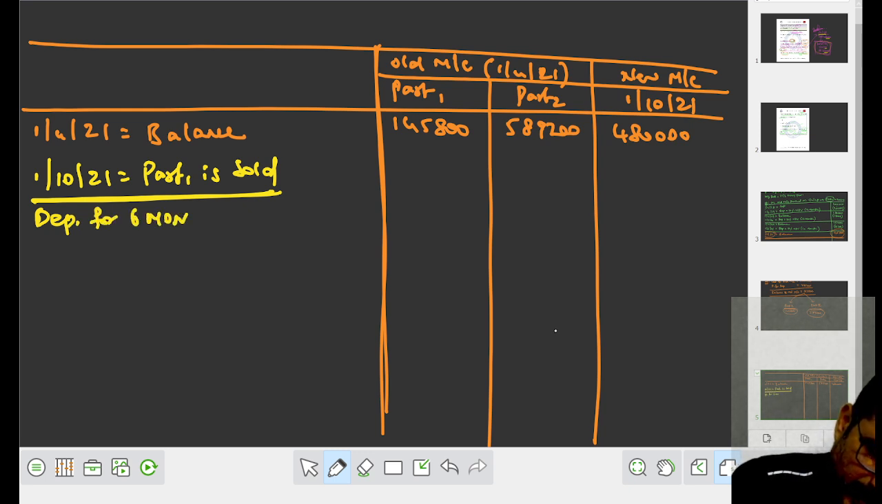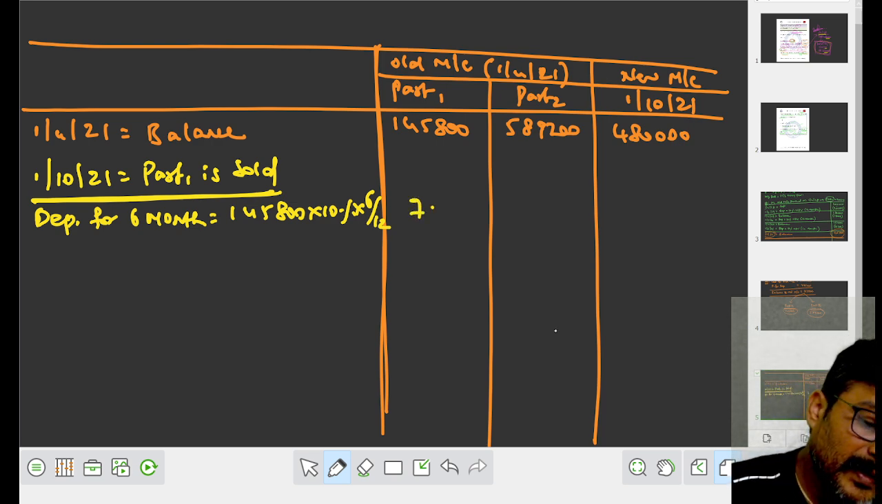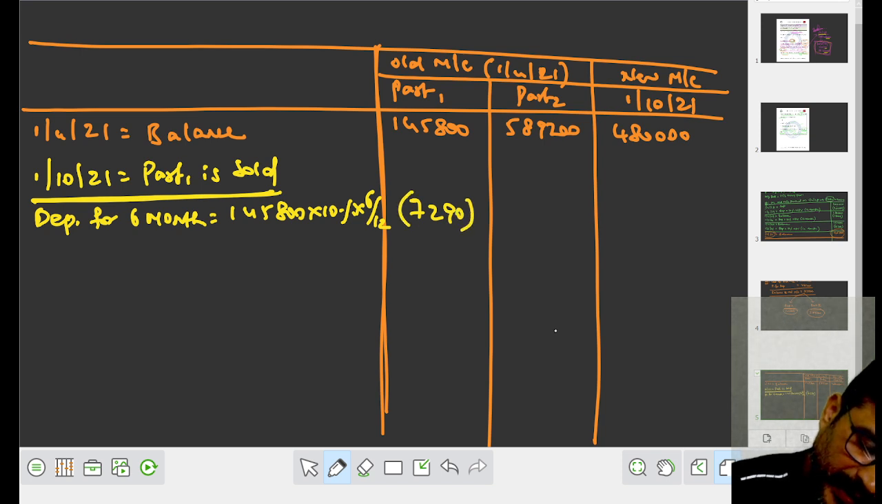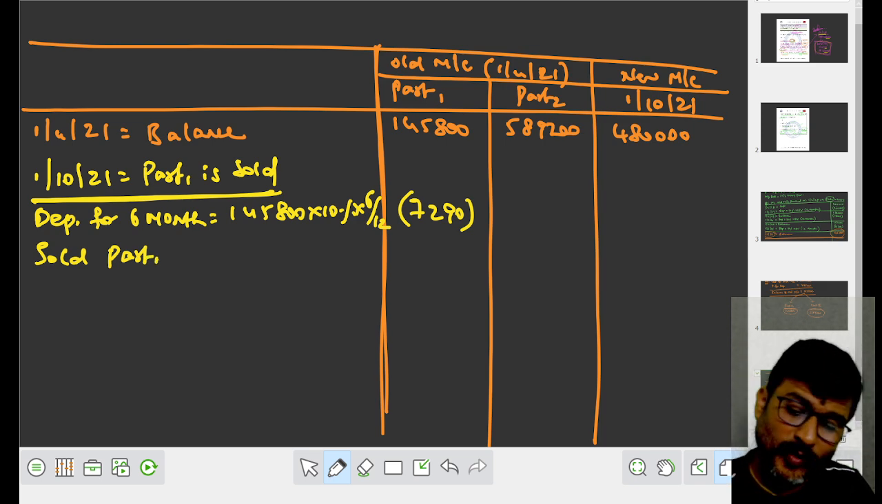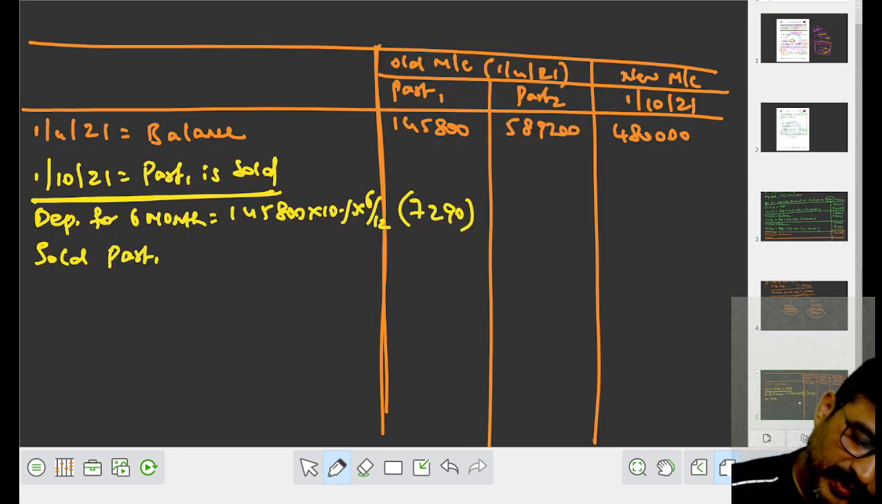Depreciation for 6 months on part 1: 1,45,800, 10% into 6 by 12. Use a calculation and work out, it comes to rupees 7,290. Now sold part 1. Part 1 is sold for 1,10,000.